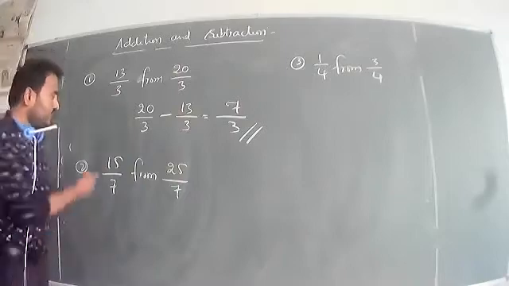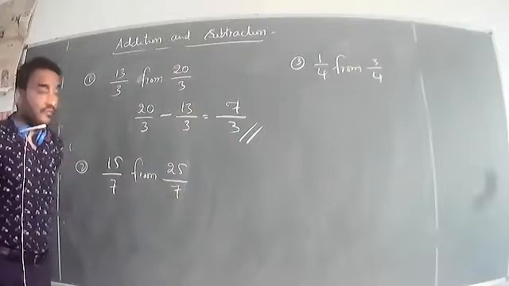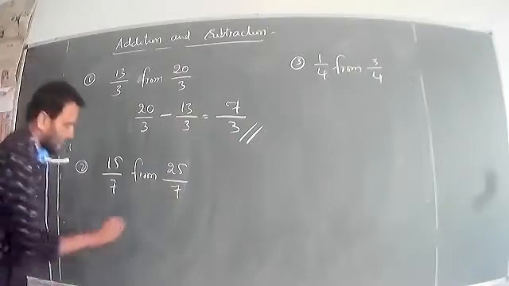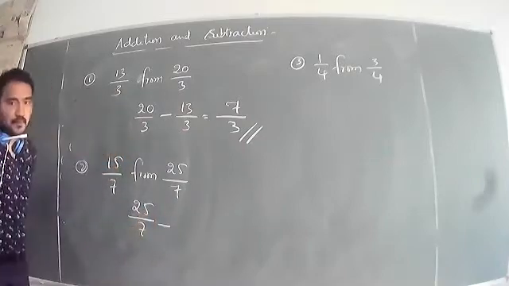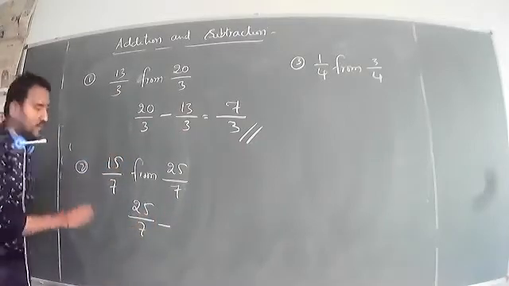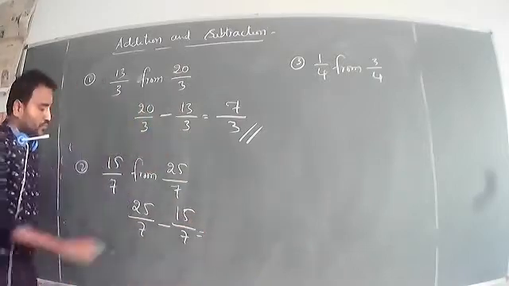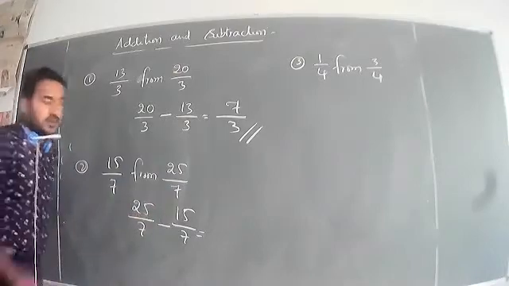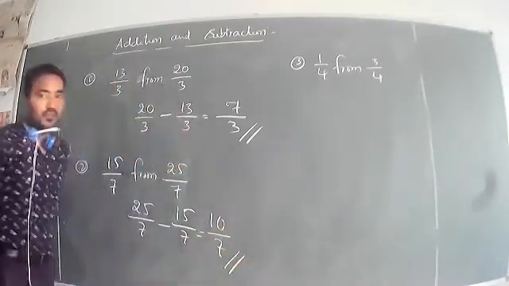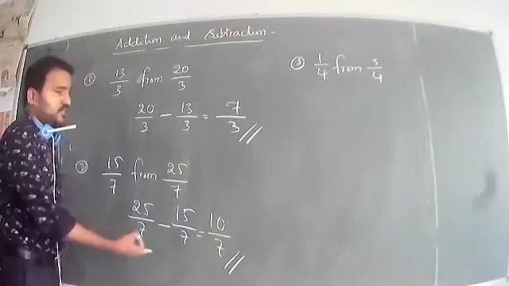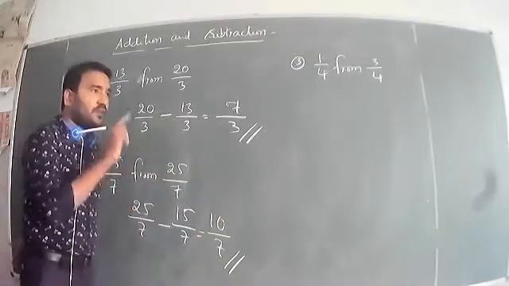Next, 15 by 7 from 25 by 7. Which one is the greater numerator? 25. We can take 25 by 7 first, minus, after that 15 by 7. Subtract it now. 25 minus 15, we get 10 by 7. The denominator is same and cannot be changed. We subtract only numerators.